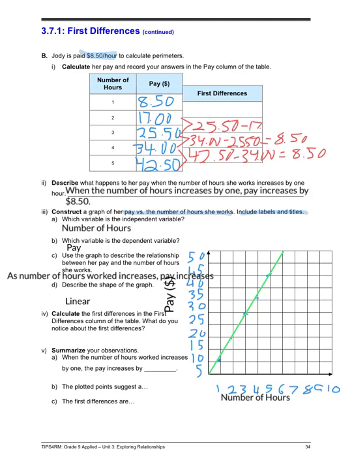$25.50 minus $17 gives us $8.50. And last of all, $17 minus $8.50 leaves us with $8.50. So there's our first differences completed. And if we recall, it asks us, what do you notice about the first differences? Well, just like in the first example, our first differences are constant.